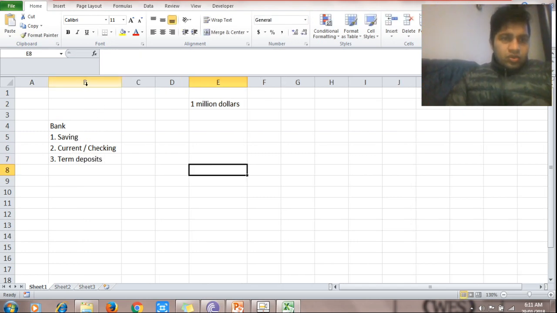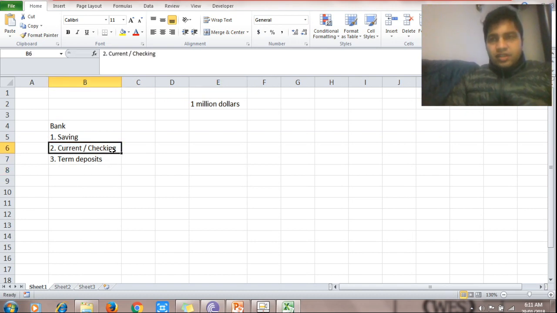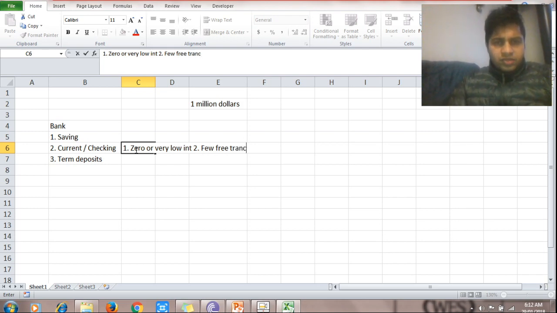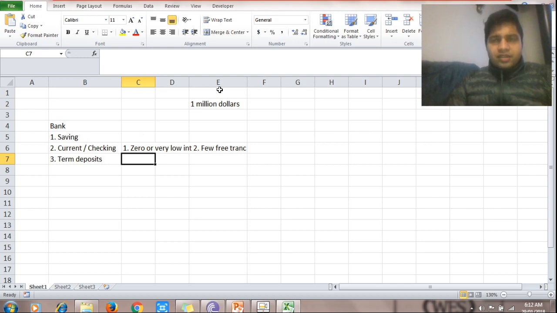Now what are the differences? A checking account is generally used for transactions, making transactions to and fro from the account. Features of a checking account: it has zero or very low interest rates, but few transactions, or all transactions, are free. In certain countries all transactions from a checking account are free, but in North America there is a limit on how many free transactions you can make.